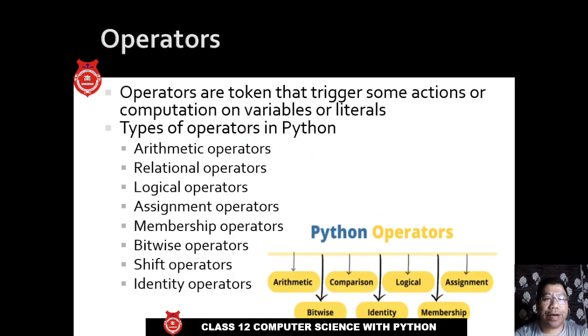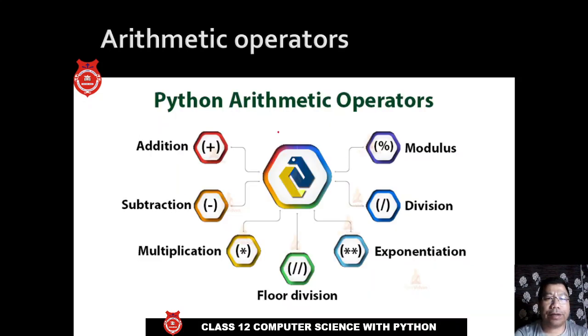And we also have operators, and we have different types of operators like arithmetic, comparison, logical, assignment, bitwise, identity, and membership operators, which we are going to study one by one. And this is the arithmetic operator. We have plus, which is addition. We have minus, which is subtraction. We have multiplication, division, modulus, exponentiation, and floor division.